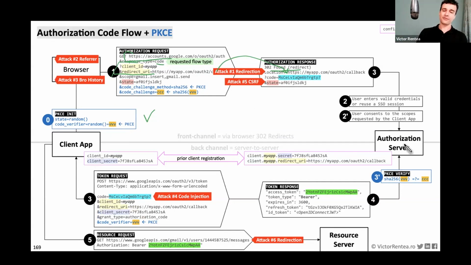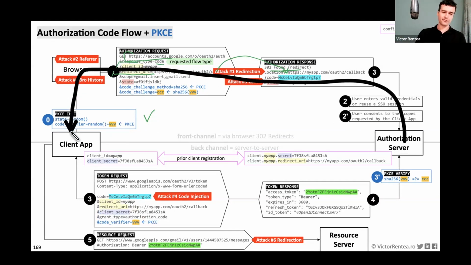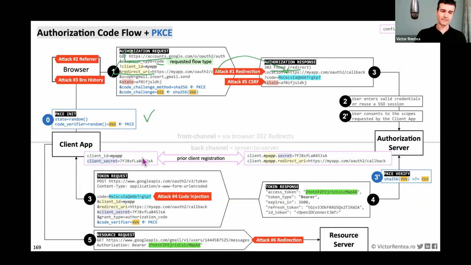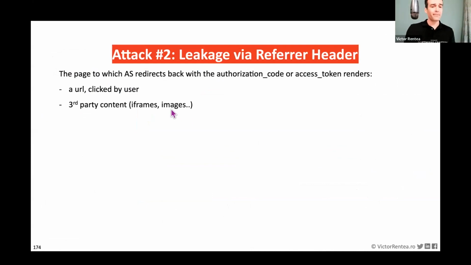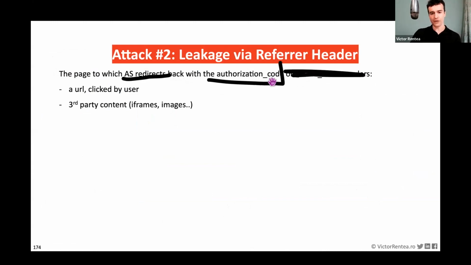And technically, the authorization servers should handle that using all sorts of headers and meta information in this redirect. And of course, you should use a modern browser. The referrer is very dark. I'll put up the slide for this. Referrer: the page to which the authorization server redirects back with the code. Don't read this. With the code for now. That page renders a URL.